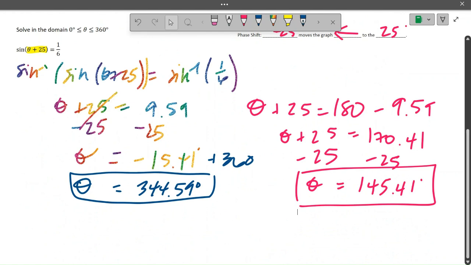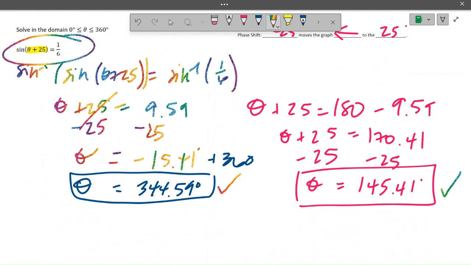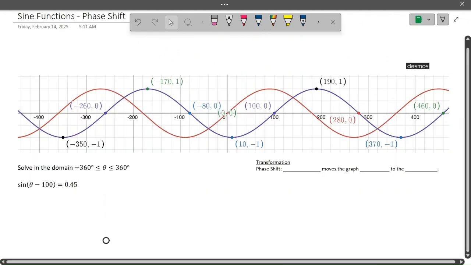So as always, you should pop both of these solutions into this equation right here, and you should get out approximately 1/6. And I say approximately because this is a rounded value that we wrote, so it's not going to be exact. All right, moving on. All right, we have our next problem.